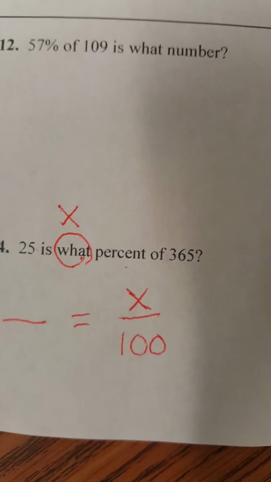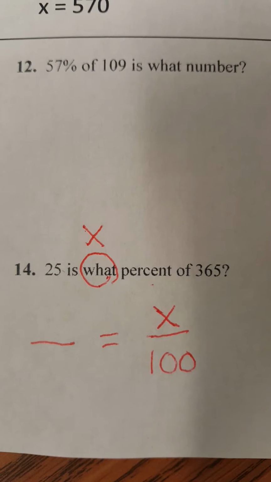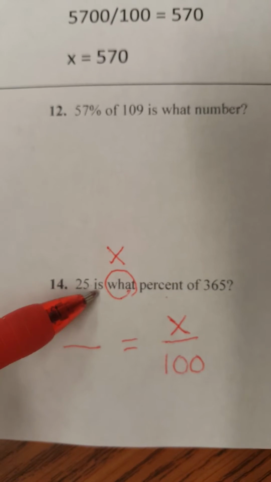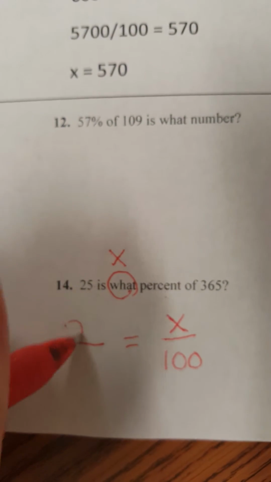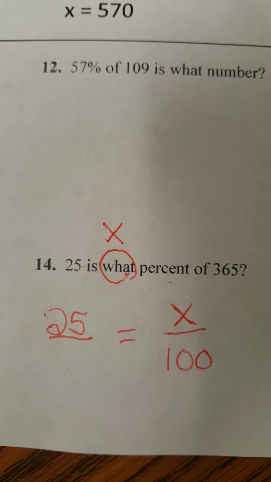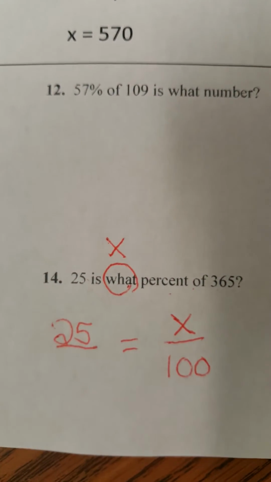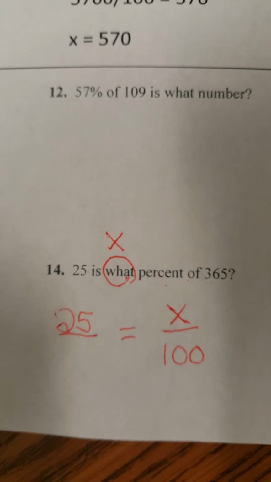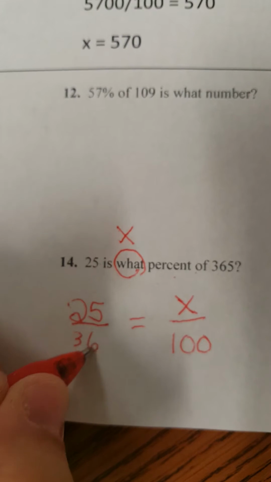Now I can decide where 25 and 365 go. The word is next to 25. So 25 goes in the numerator position on the left side. Of 365, so 365 goes in the denominator on the left side.